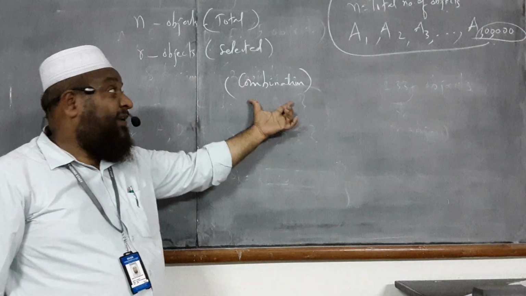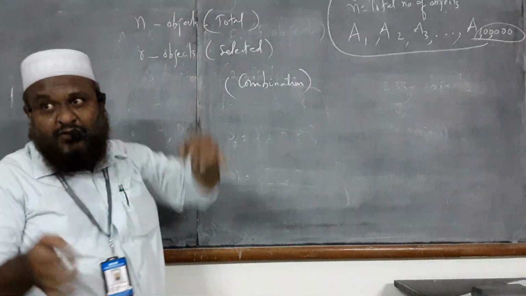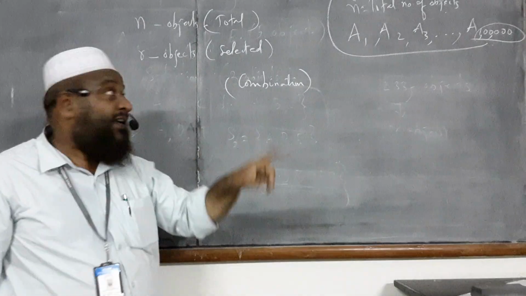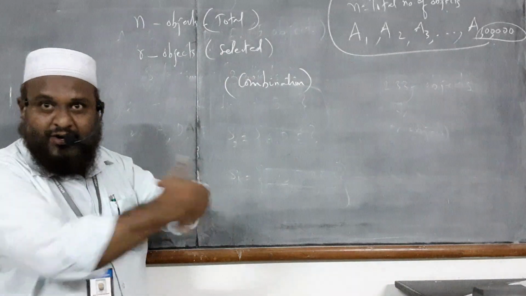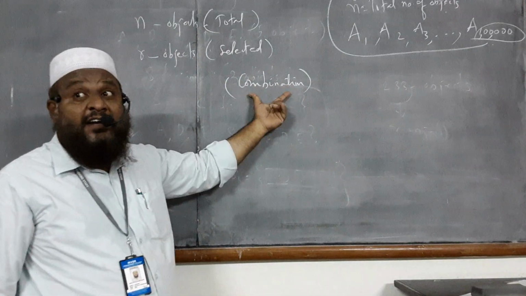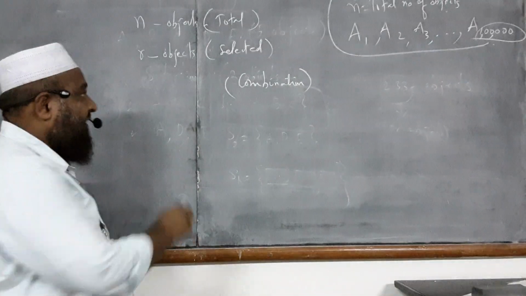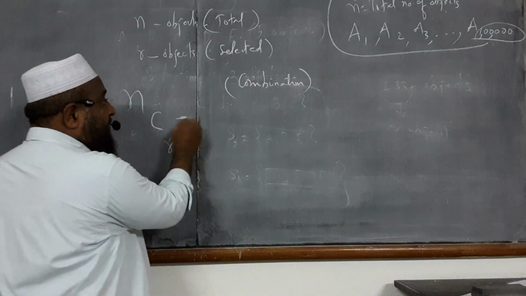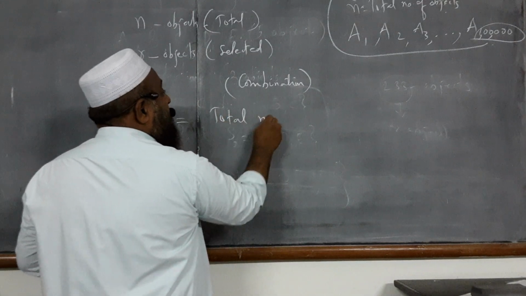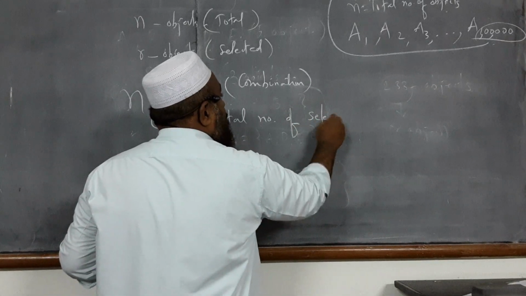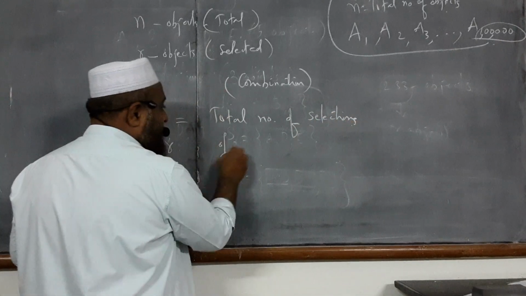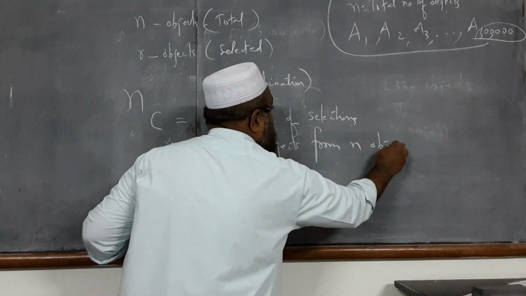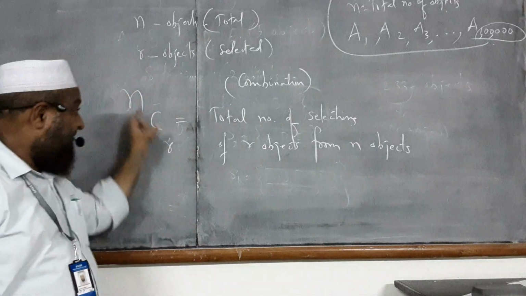This word combination is a new term appearing in the basics of counting. In all counting problems, whenever I say combination, I mean a selection where position is not important. A combination of r objects taken from n objects is denoted by nCr. This is equal to the total number of selections of r objects from n objects. So this is only a notation.